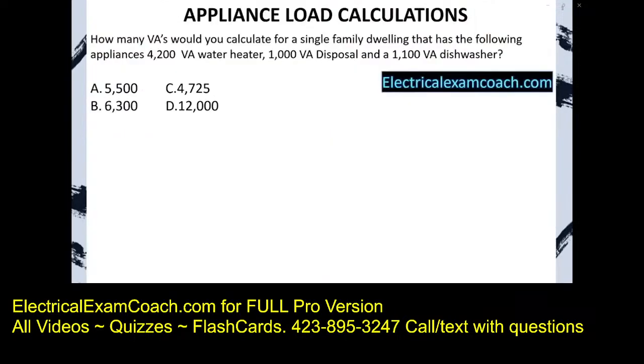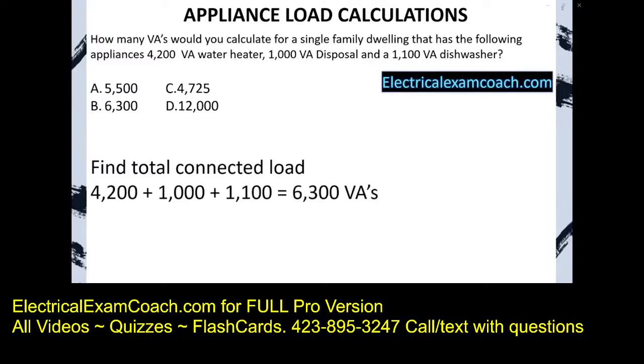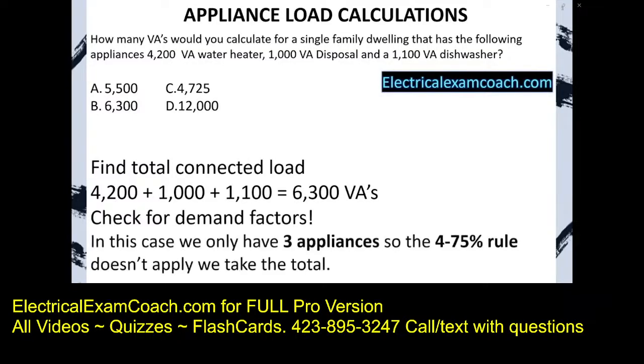How many VAs would you calculate for a single family dwelling that has the following appliances: a 4,200 VA water heater, a 1,000 VA disposal, and an 1,100 VA dishwasher? First, we're going to find the total connected load. We total all that up. It equals 6,300 VAs. Now, we check for demand factors. In this case, we only have 3 appliances, so the 75% rule does not apply, and all we have to do is take our total.